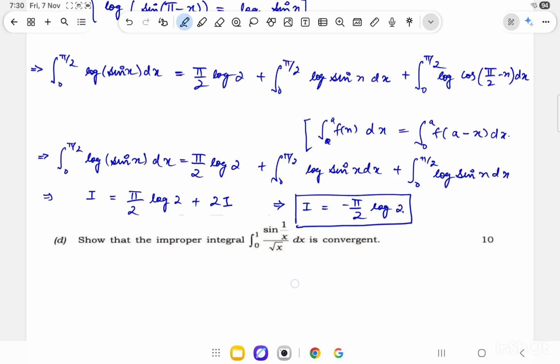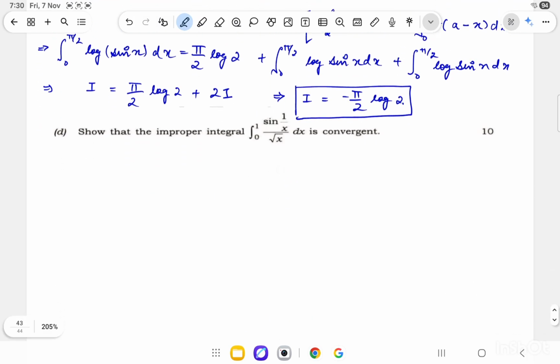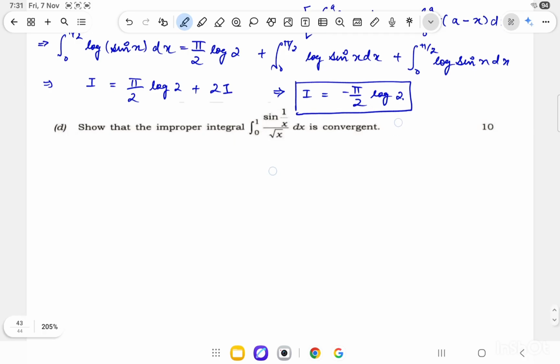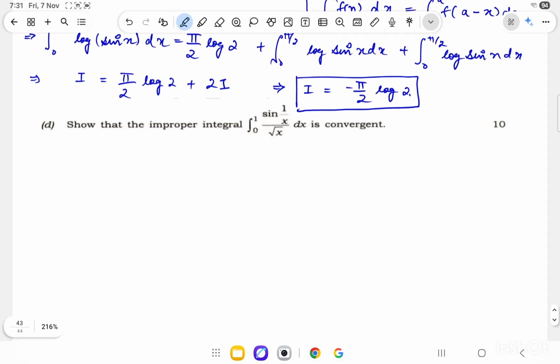The next question is, show that the given improper integral is convergent. Here also our first point should be to find the point of infinite discontinuity. Now if you observe, sin x is a bounded function, and all its values lie between 0 and 1. So the value of sin of 1 by x will also lie between 0 and 1, no matter what value of x we choose. So the only infinite discontinuity that can occur is due to 1 by square root of x.